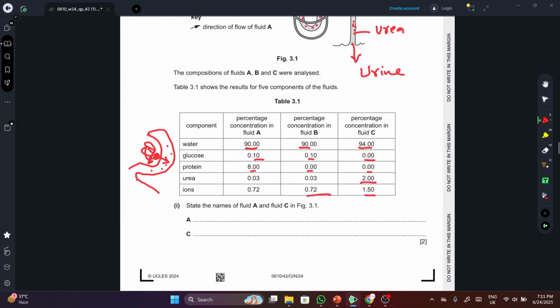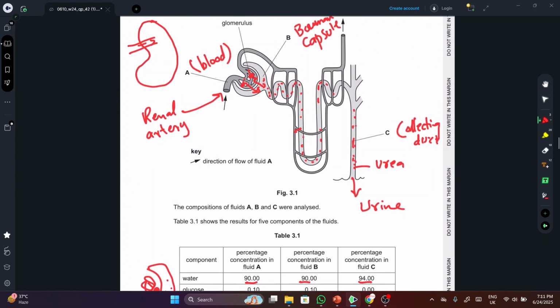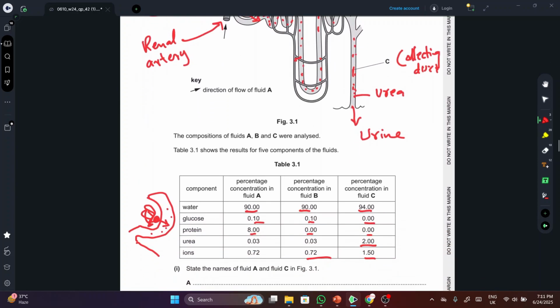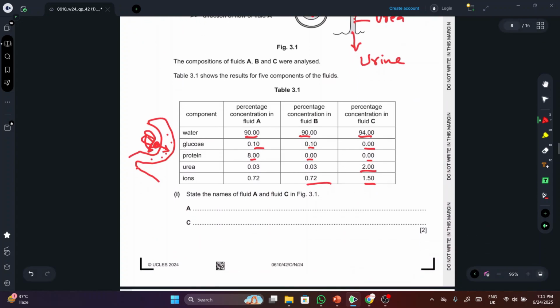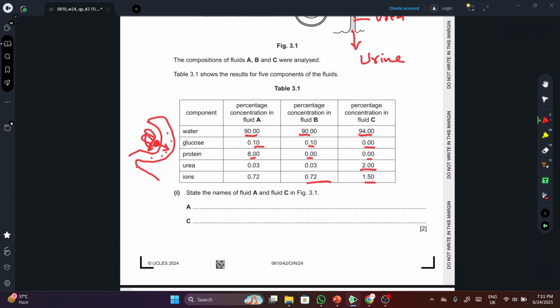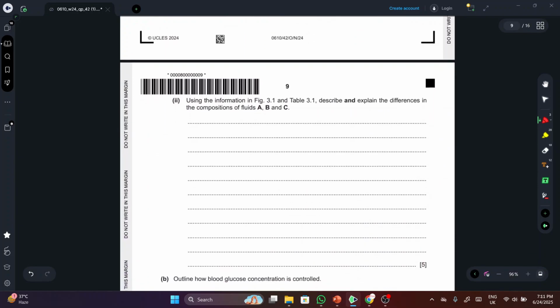So name of the fluid A and C. The fluid A is blood and fluid C is urine. That fluid is urine because it contains urea. So urine is there and blood is there. So these are the names of the fluids which are present. So now the question is describe and explain.